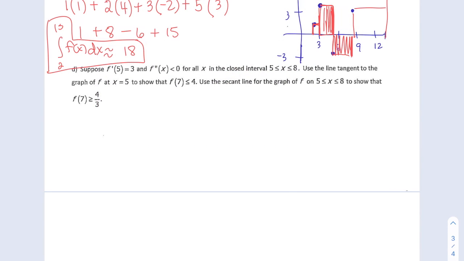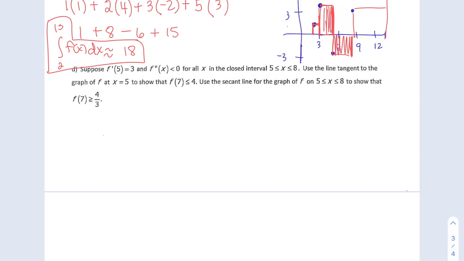Suppose f prime of 5 equals 3 and f double prime of x is less than 0 for all x in our closed interval from 5 to 8. Use the line tangent to the graph at x equals 5 to show that f of 7 is less than or equal to 4. Use the secant line for the graph of f on 5 to 8 to show that f of 7 is greater than or equal to 4/3.